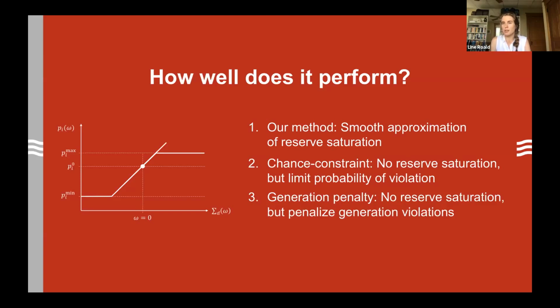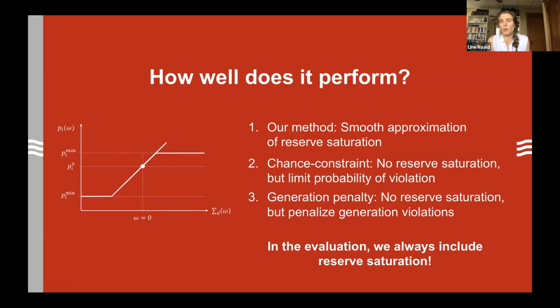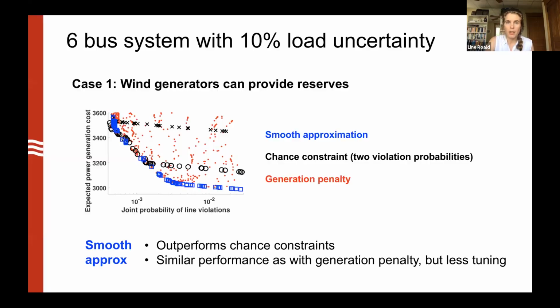It already came up here that chance constraints only limit the probability of violation. So here, instead of limiting the probability, we are going to penalize what happens if we ask the generators to generate power above their maximum limit. Again, in this third case, we are not considering reserve saturation, but we're just going to penalize this deviation. What is important is that as I go through this, we are always going to include reserve saturation in our model as we're doing the evaluation. This is because we believe that reserve saturation is the true model of how the power system would respond to uncertainty.